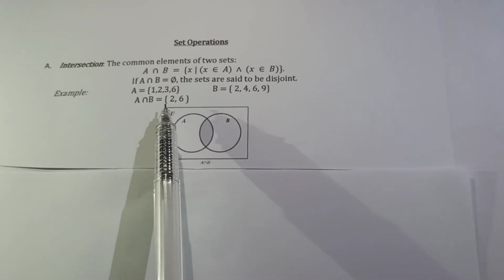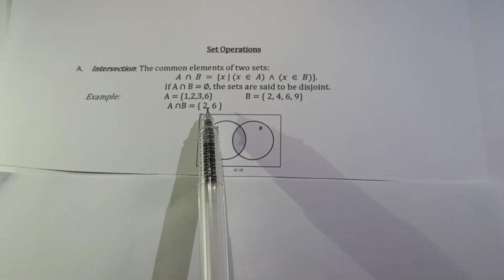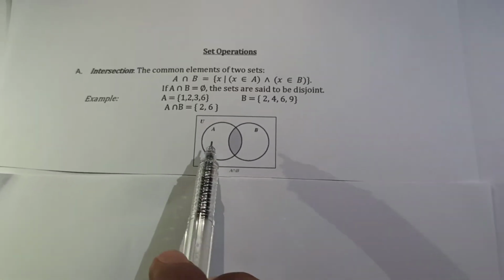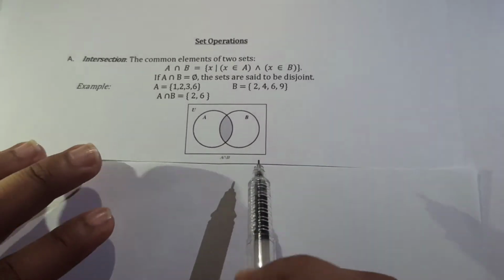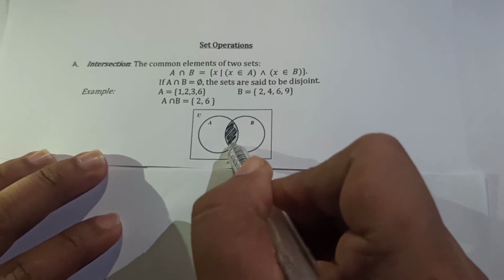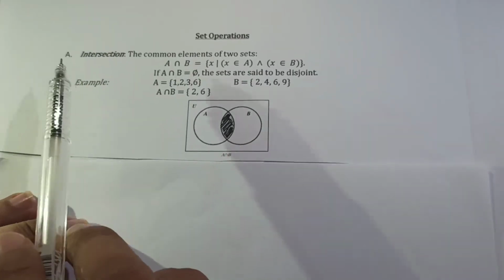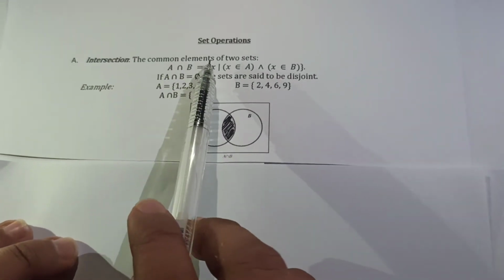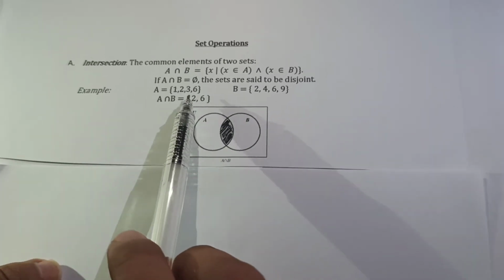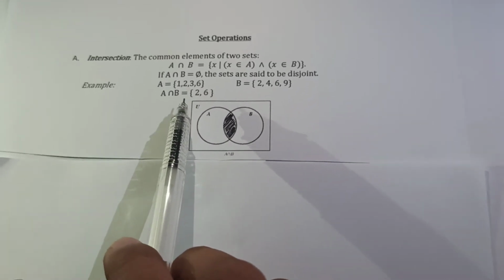Take note, in writing a set, you should place a comma between every element. In this case, for A intersection of B, the shaded part is here. This is A intersection of B, the shaded part is this part. Again, intersection is the common elements of the two sets, which are in A and B. The common between the two is 2 and 6. Therefore, A intersection of B is equal to 2 and 6.